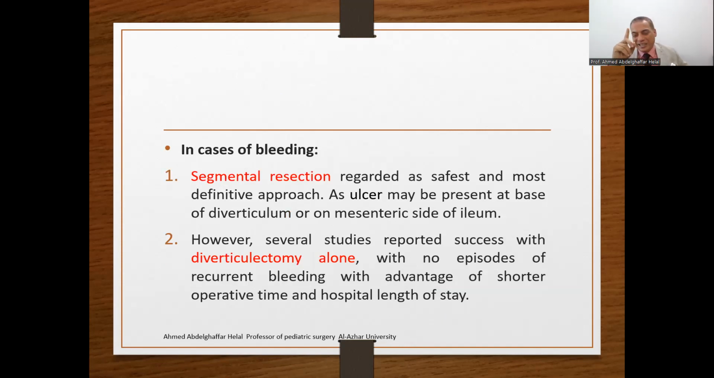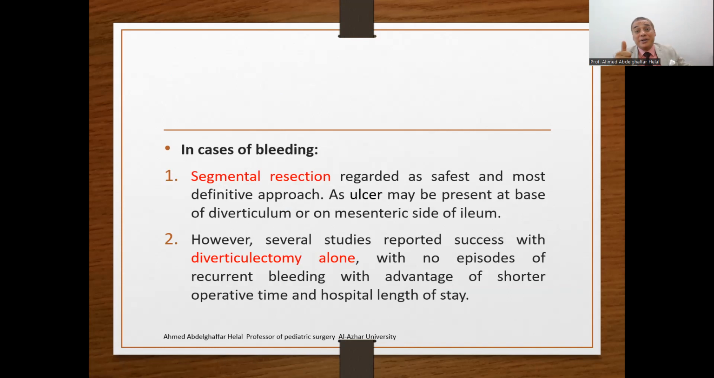In case of bleeding, segmental resection is the safest: remove the diverticulum and remove the ulcer, so as not to leave behind a bleeding ulcer. You are dealing with a case of bleeding, and the most definitive approach is segmental resection, as the ulcer may be present at the base of the diverticulum or on the mesenteric side of the ileum. So you need to perform segmental resection.